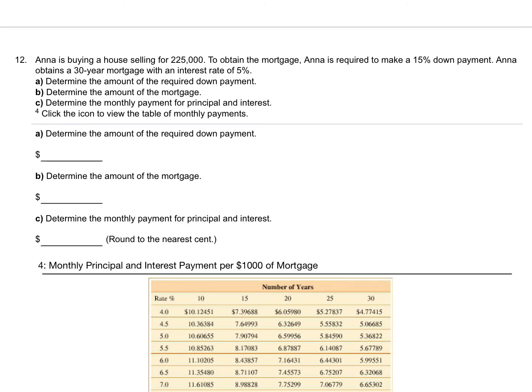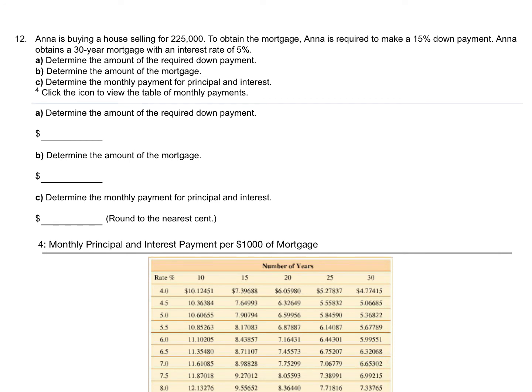Number 12. Anna is buying a house selling for $225,000. To obtain the mortgage, Anna is required to make a 15% down payment. Anna obtains a 30-year mortgage with an interest rate of 5%. So part A is determine the amount of the required down payment.